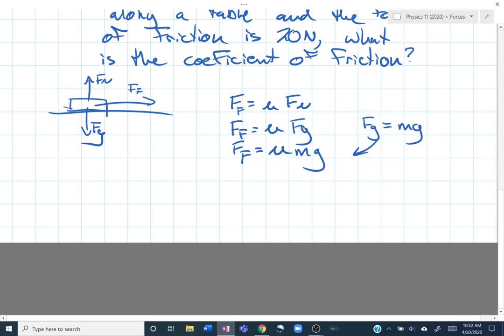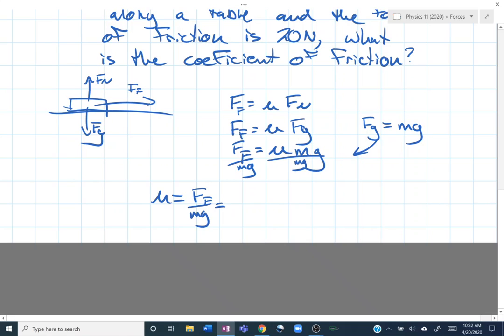And we're looking for mu. So I can divide both sides of my equation by mg. And I get mu is equal to F divided by mg. Notice how right now I have a force on the top and a force on the bottom, and it's worth pointing out that the units would cancel. So mu will always and forever be unitless.